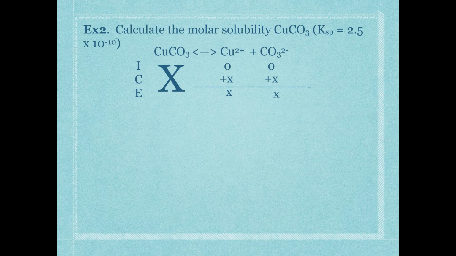So I know my Ksp, so my Ksp expression is going to be the concentration of copper ions times the concentration of carbonate ions, and that's it. Which means it's just going to be x squared equals my Ksp, which is 2.5 times 10 to the negative 10th. So to determine the molar solubility, all you have to do is take the square root of 2.5 times 10 to the negative 10th, and you get 1.6 times 10 to the negative 5th molar. And so that is your molar solubility.